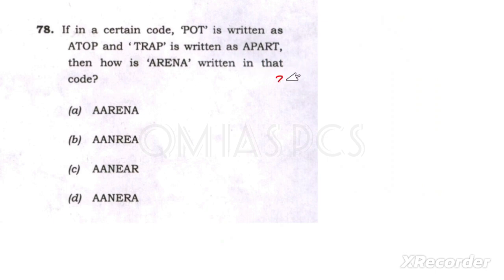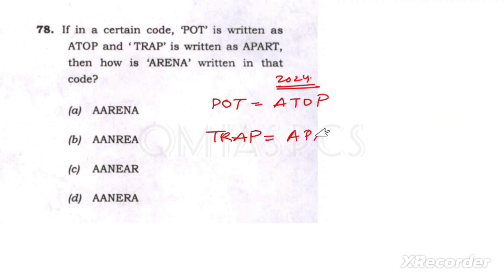So it is saying, if in a certain code POT is equal to ATOP, and TRAP is equal to APART, what can be the value of ARENA? You can say arena.